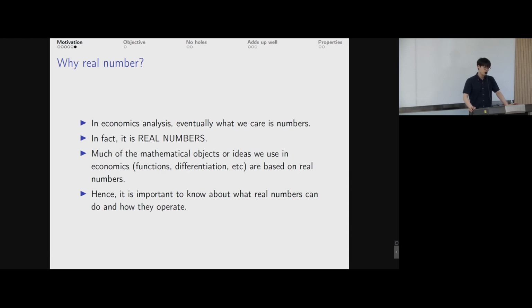Also, much of the mathematical objects or ideas we use in economics, like functions, differentiation, and integration, are all built upon real numbers. So if you don't know the basic properties and qualities of real numbers, it's very likely that you'll get into trouble when you try to do more complex math analysis, such as with mathematical objects, functions, or differentiation. To do these more complex computations and analysis, you have to know the basis, which is the real numbers. Hence, it's very important to know what real numbers can do and how they operate.